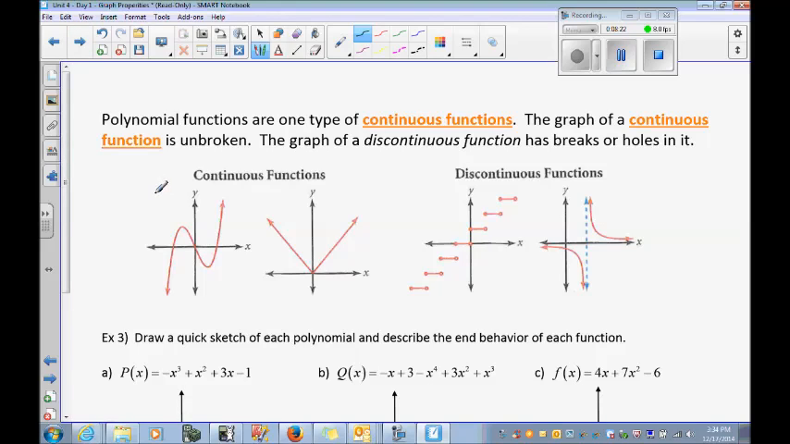Polynomial functions are one type of continuous functions. The graph of a continuous function is unbroken. The graph of a discontinuous function has breaks or holes in it. In Algebra 2, we're dealing with continuous functions. All of our functions have no breaks or holes. Discontinuous functions, you will see when you get into trig and calc. In Algebra 2, you'll be introduced to these with asymptotes, but that's for a later lesson.